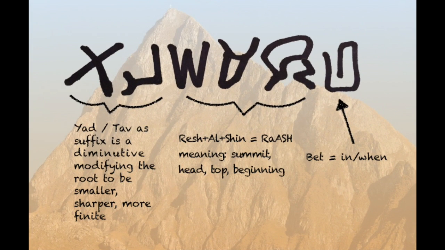By contrast, every letter in ancient Hebrew words plays a crucial role in the meaning of the word. You cannot change the spelling of a word without changing its meaning. For example, take a look at the first word in the Old Testament, or Tanakh, Bara'ashayat. The bet is a prefix meaning in. The resh al shin combination is a root meaning summit. The yod tav combination is a diminutive suffix meaning smaller, sharper, or more finite. None of these letters can be changed or omitted without altering the meaning of the phrase.